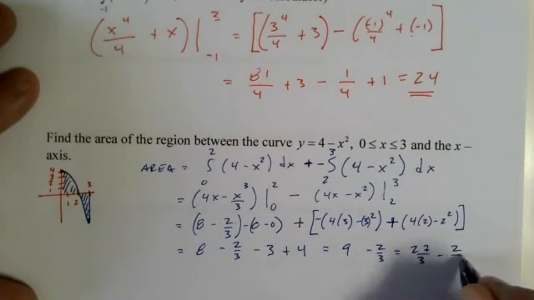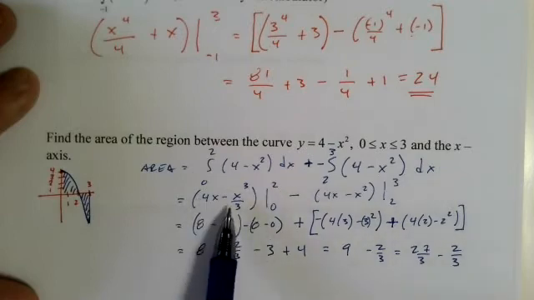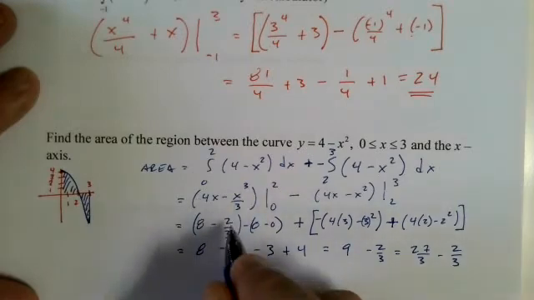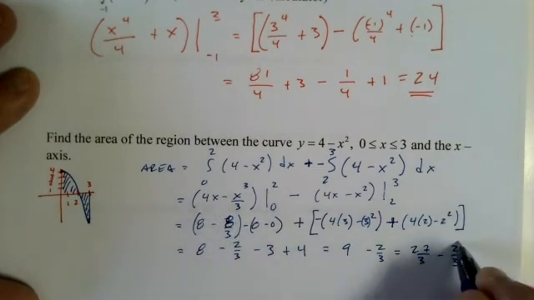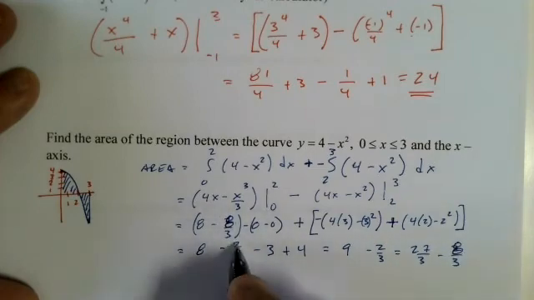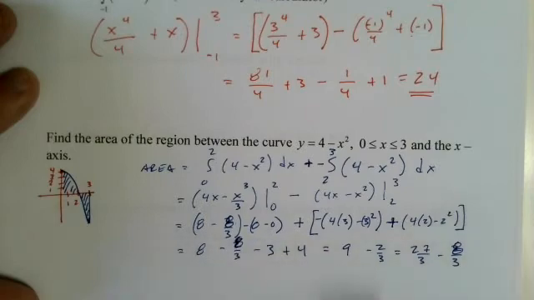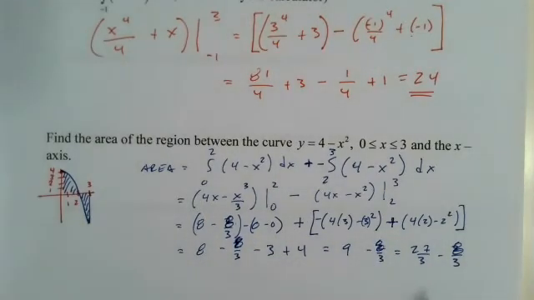27/3 minus 2/3. Looks like I made a mistake somewhere. Gotta be careful here. 8/3. How did I do that? 8/3. That's wrong too. Woof, I made 2 mistakes here.